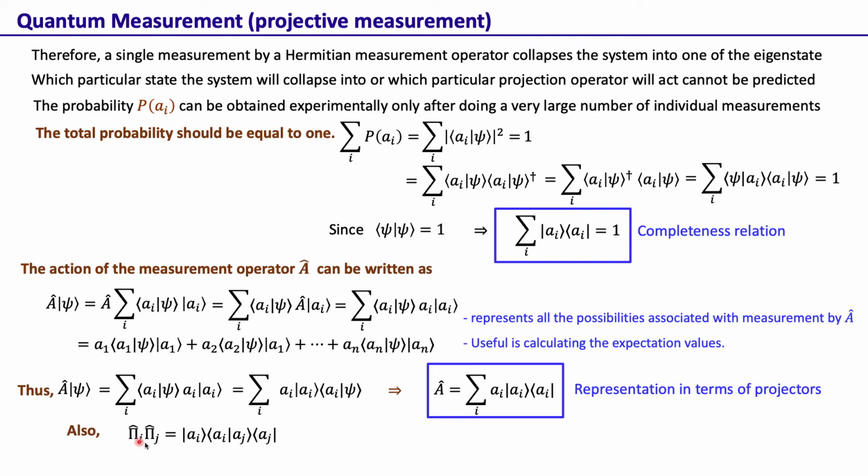Also, if we have two different projectors, we can see that they are actually orthogonal, like this. So this is π_i π_j, that is |a_i⟩⟨a_i|a_j⟩⟨a_j|. Since |a_i⟩ and |a_j⟩ are orthogonal, we get a delta function here, and so that's the orthogonality relation. So different projectors are orthogonal to each other.